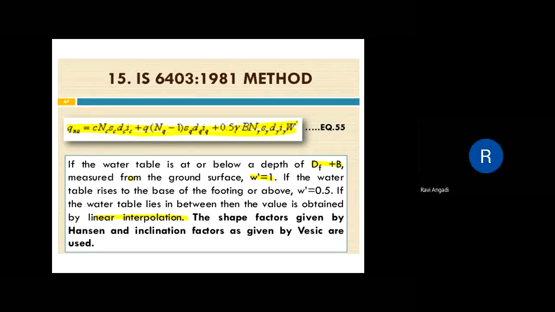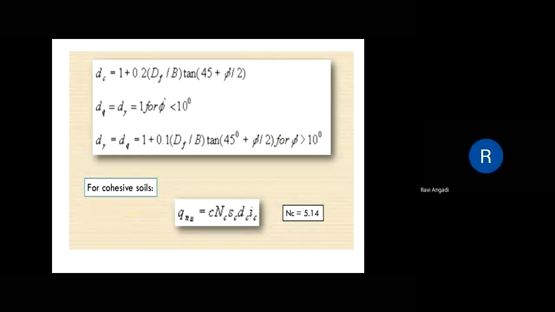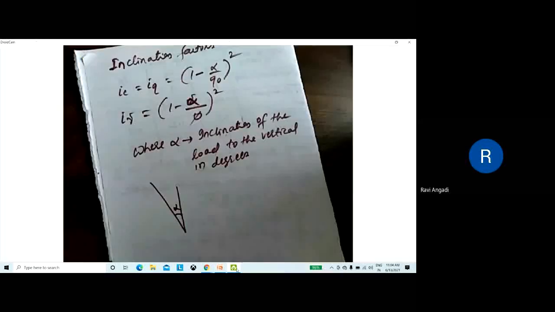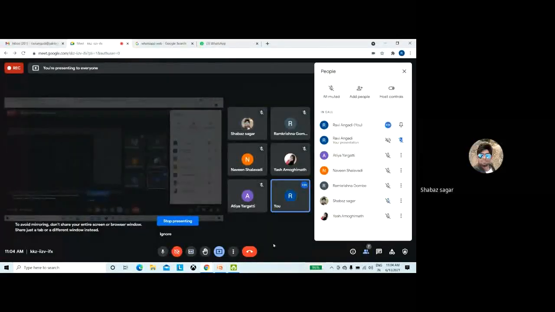Is it clear? Yes, sir. With this, we'll wind up today's session, and tomorrow we'll start the problems on this. Please go through all these equations. Write them on one side and just learn them, and whenever we start solving the problems, you can recall and solve them. Any doubt? No, sir. Okay, you can give your attendance and leave the meeting.